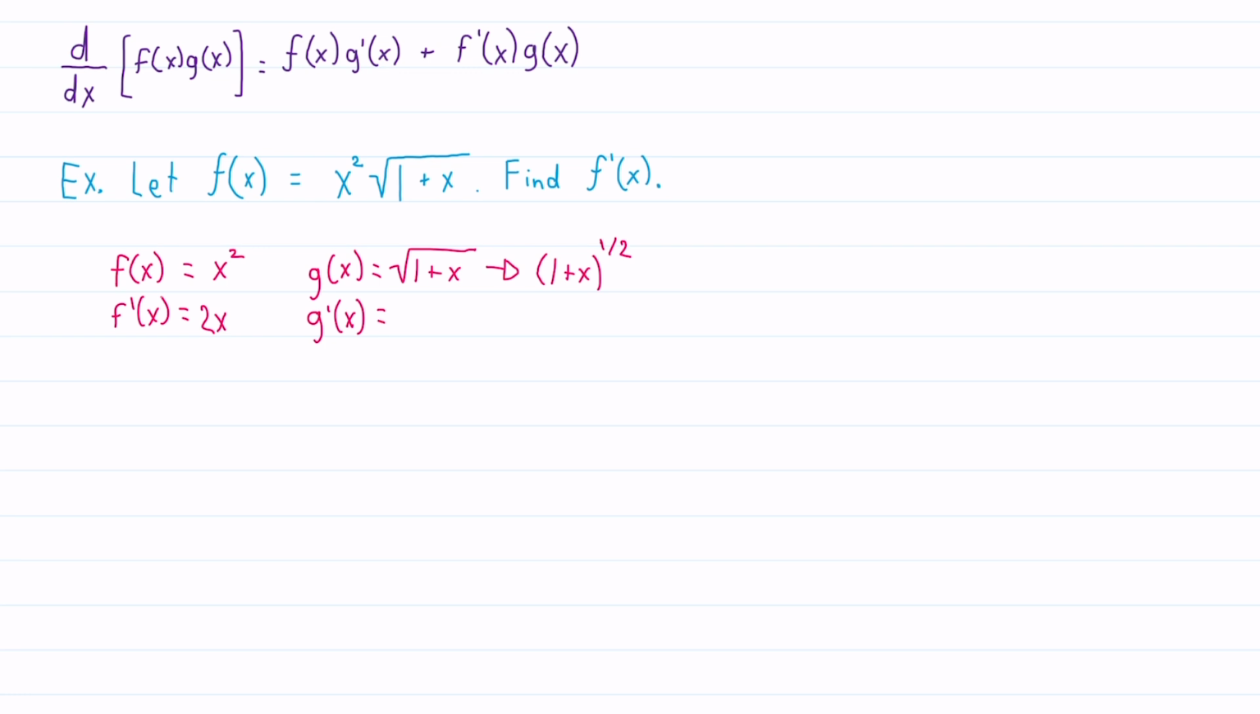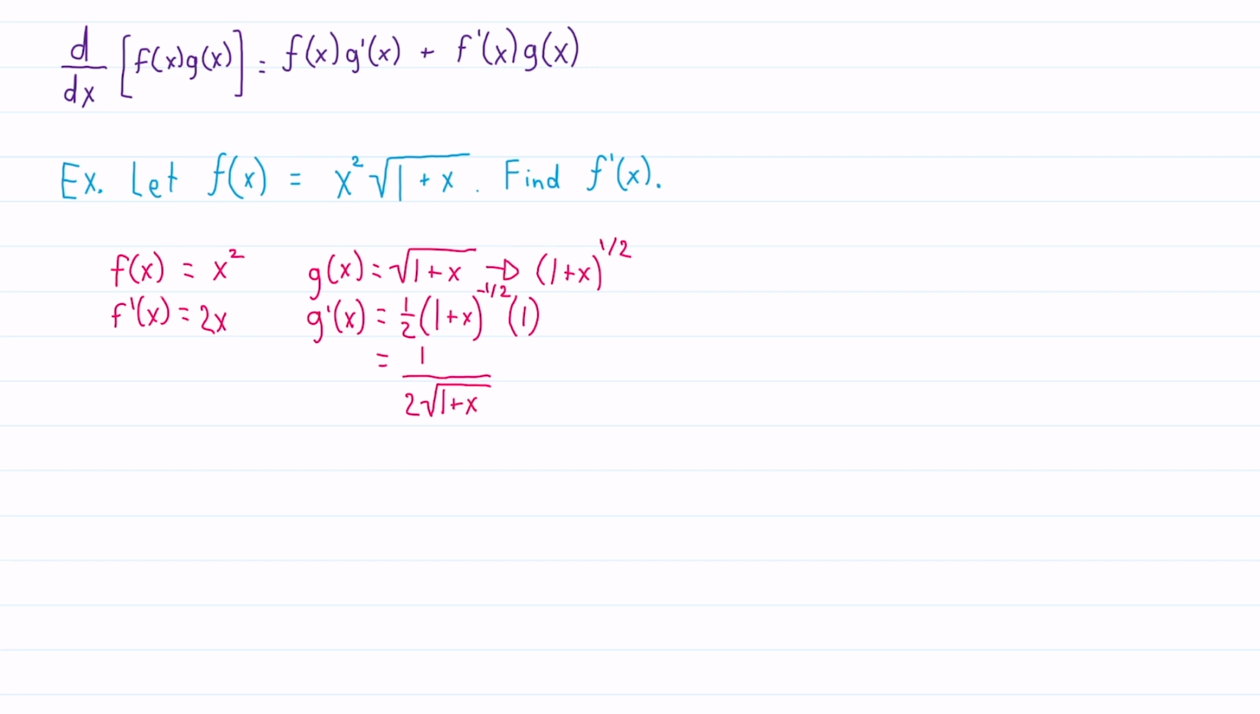So this is going to be 1 over 2, bring the 1 over 2 down, times 1 plus x to the power of negative 1 over 2, because that's 1 over 2 minus 1, multiplied by the derivative of the inside. However, the derivative of the inside in this case is just going to be 1. So to rewrite this, g prime of x is 1 over 2 root 1 plus x.